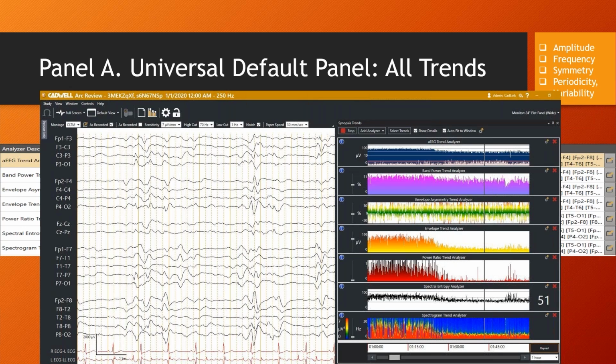Envelope trend beneath that is telling us that there's a significant decrease in the power in the envelope trend as we move forward, and that's likely due to the lower amplitude bursts. Power ratio is telling us as well, again, that the amplitude of that activity in the alpha range has decreased significantly compared to the power in the delta range. So earlier we have a higher alpha percentage, later we have a lower alpha percentage. And the spectral entropy is telling us that we have a lower spectral entropy later in the record.